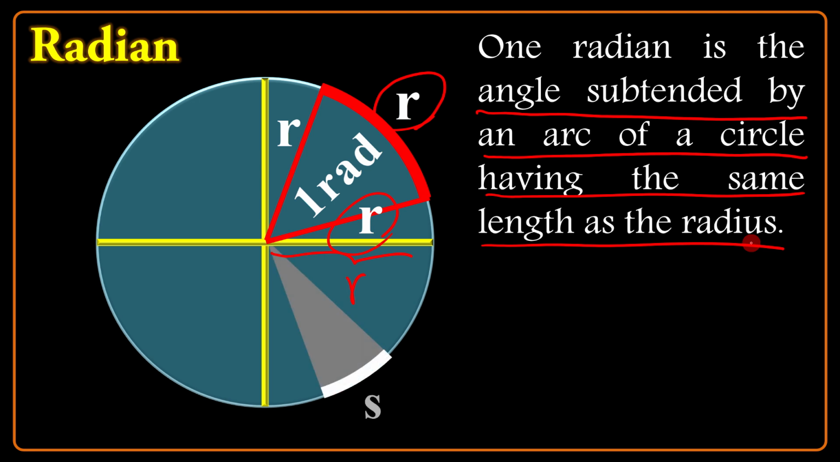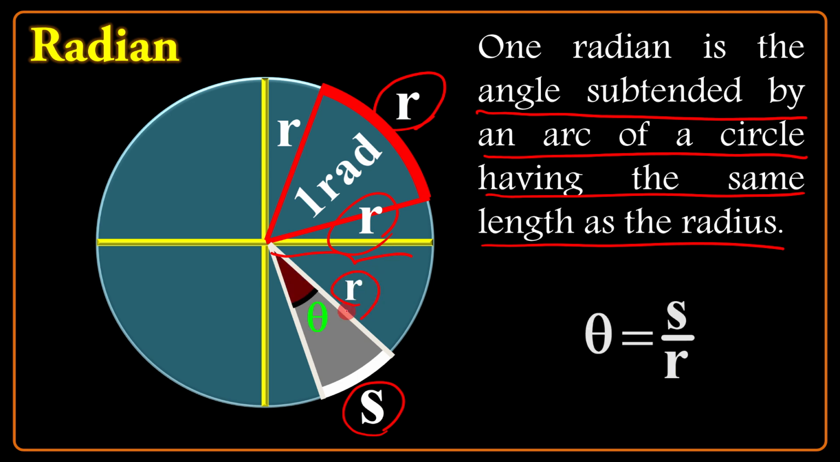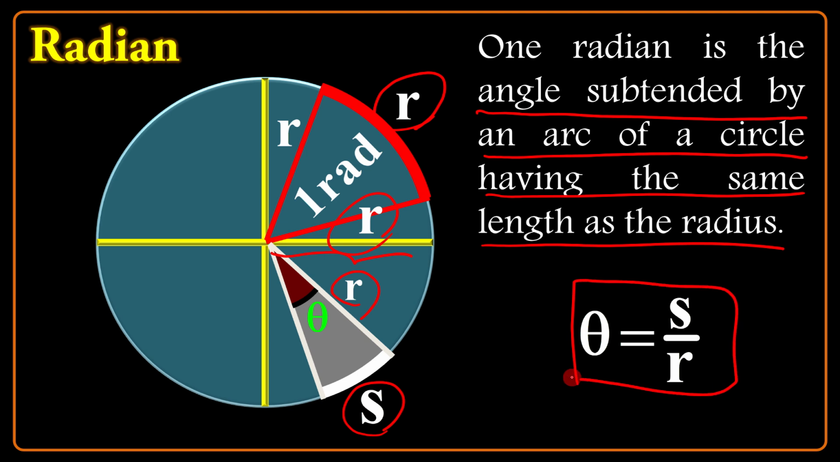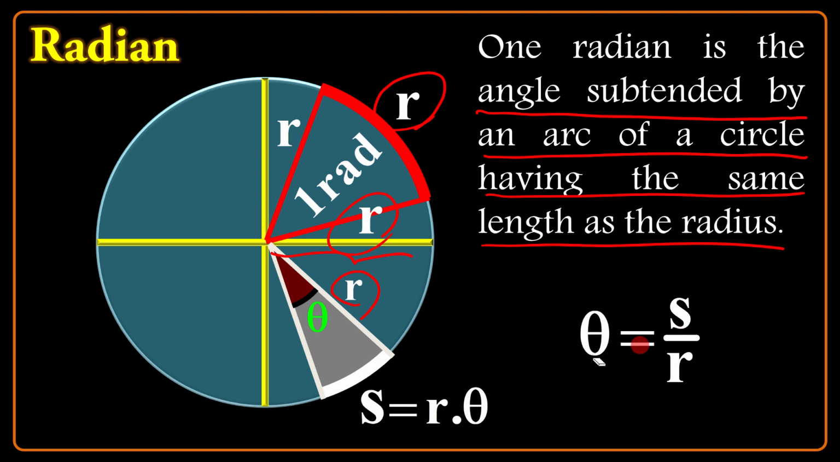In general, let's say the arc length is s and the radius is r. So the ratio of s over r is the angle in radians. Okay, let's rearrange the equation and write it s equals r theta. I should tell you two main important points. First, if s equals r, again we go back to the definition, so theta will be r over r, which is 1 radian.